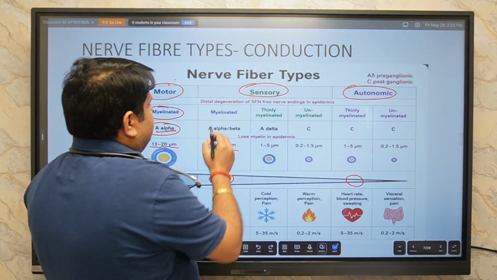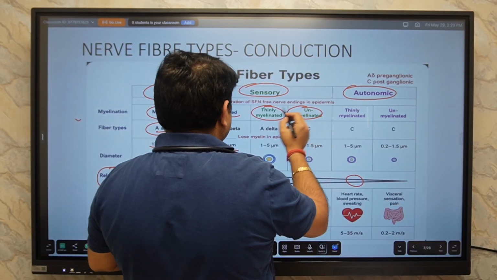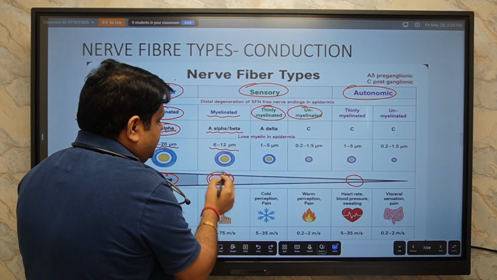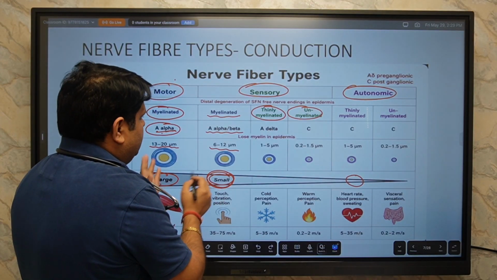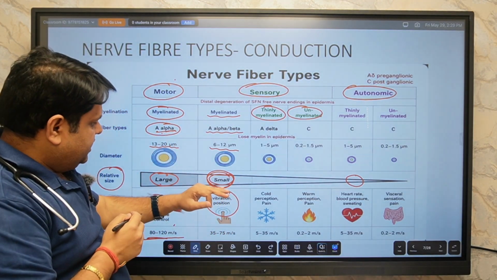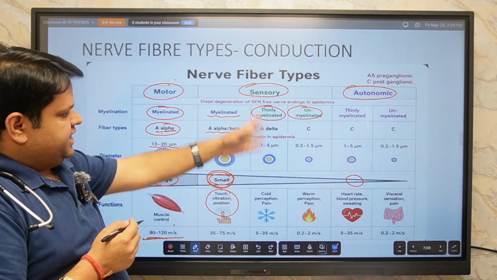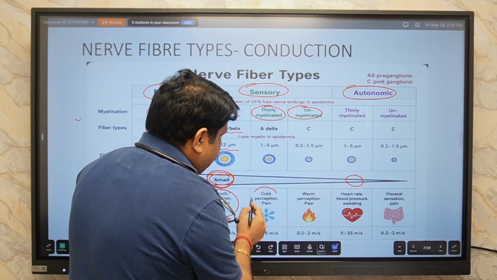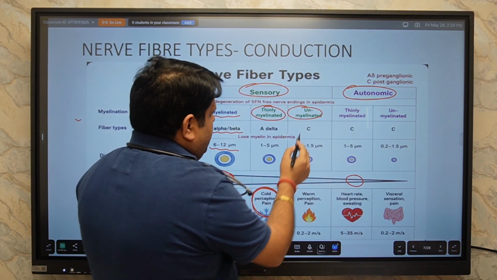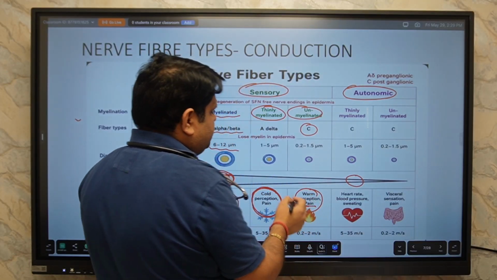In sensory, the fiber may be myelinated, thinly myelinated or unmyelinated. Myelinated ones are the A alpha or A beta. These are usually small fibers as compared to the motor fiber. They usually carry the posterior column sensation like touch, vibration and position sense. Sensory A delta fiber usually carries pain and temperature, basically cold. And unmyelinated or C type fiber carries warm sensation and the perception of pain.